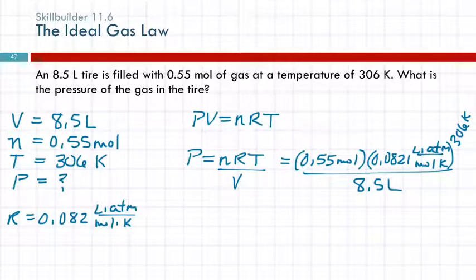Check out the units. Liters cancel, moles cancel, Kelvins cancel. If you check your units and you've got millimeters of mercury, that doesn't cancel atmospheres. You need to take your pressure out, change it to the correct unit, and stick it back in. 0.55 times 0.0821 times 306 divided by 8.5.